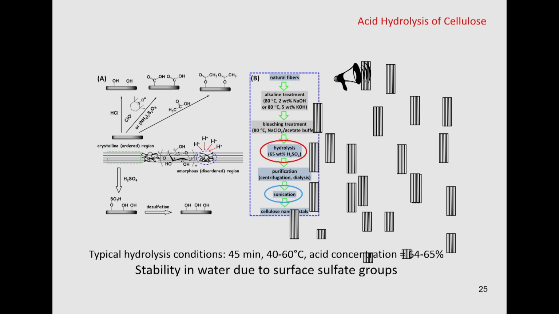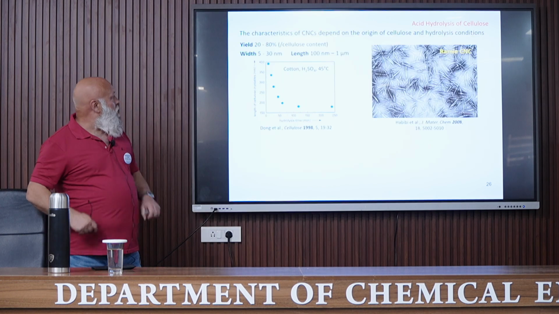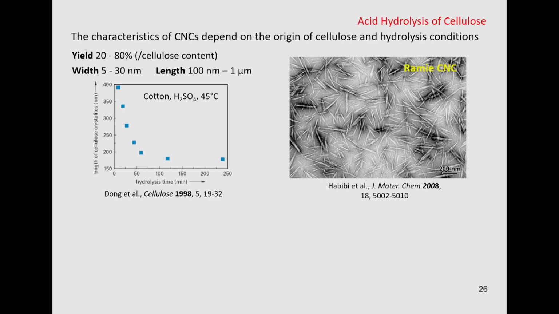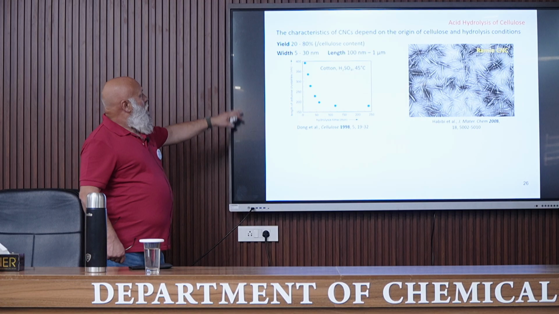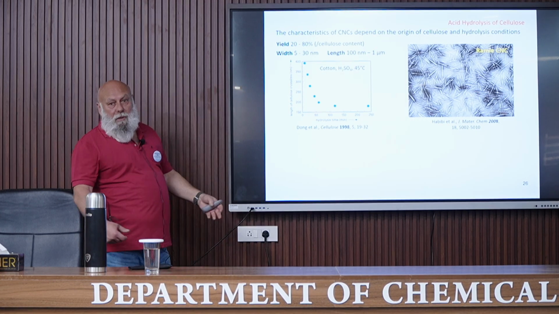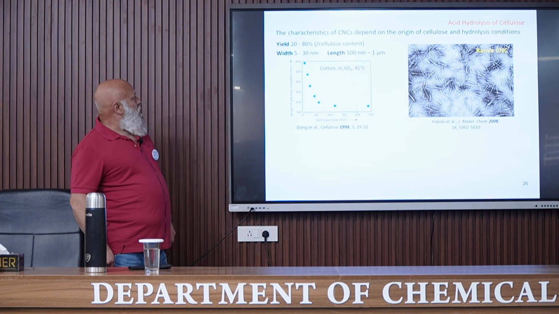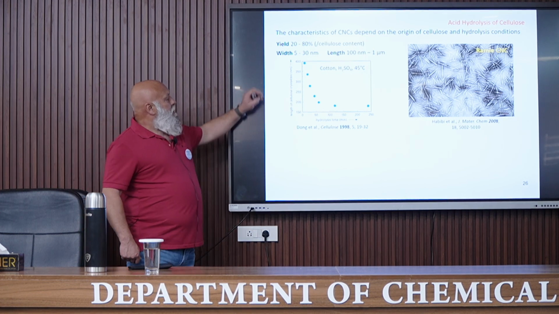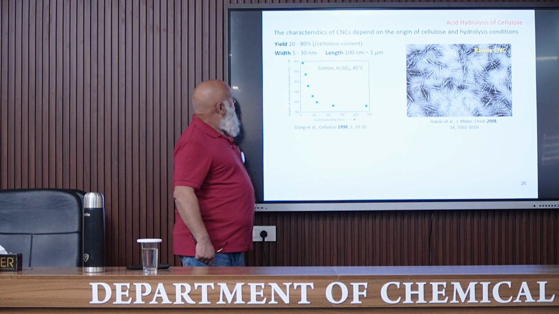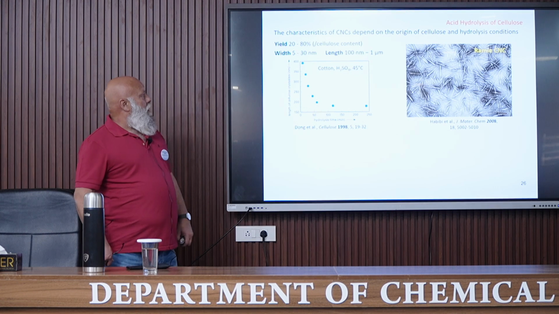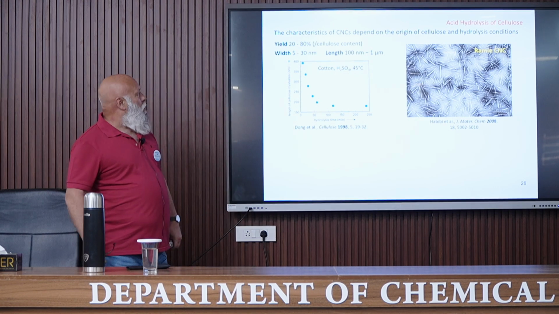Sorry, I didn't just. Yes, the stability in water is due to the surface sulfate group, as I mentioned previously. So the characteristics of these nanoparticles, which are called cellulose nanocrystals, depend on both the origin of cellulose and the hydrolysis condition. Typically the yield depends on the cellulose content, of course, and the crystallinity of cellulose is between 20 and 80%. The width of these nanoparticles is from 5 to 30 nanometers, and the length ranges from 100 nanometers to 1 micron.